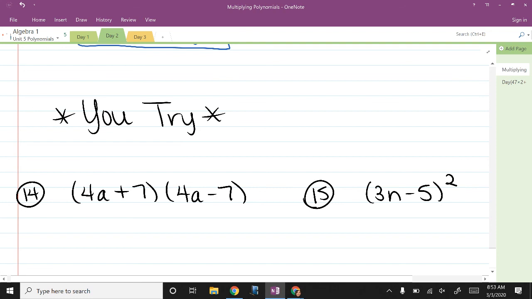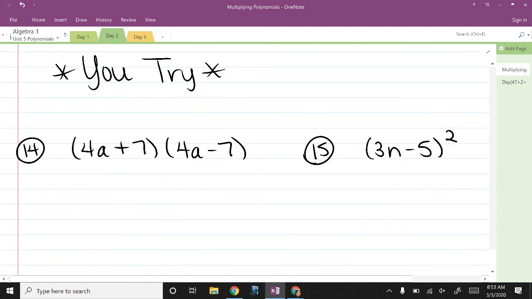So number 14, is it special? What kind of special product is number 14? It's a difference of squares because we have same first terms, same last terms, opposite middles, right? Okay, so can you do a shortcut to this? Do you have to do the shortcut to this? No, when in doubt, FOIL it out. FOIL will always work, okay? When you have two binomials, FOIL always works.